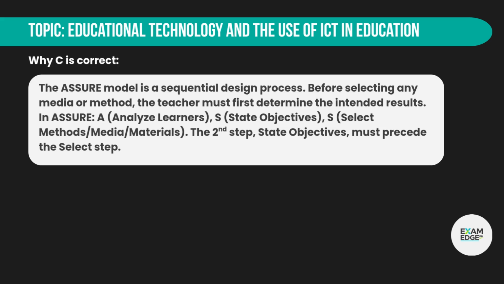Why C is correct? The Assure model is a sequential design process. Before selecting any media or method, the teacher must first determine the intended results. In Assure, A. Analyze learners. S. State objectives. S. Select methods, media, materials. The second step, state objectives, must precede the select step.